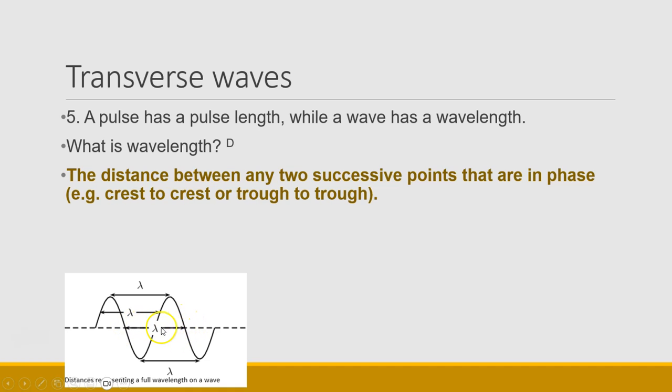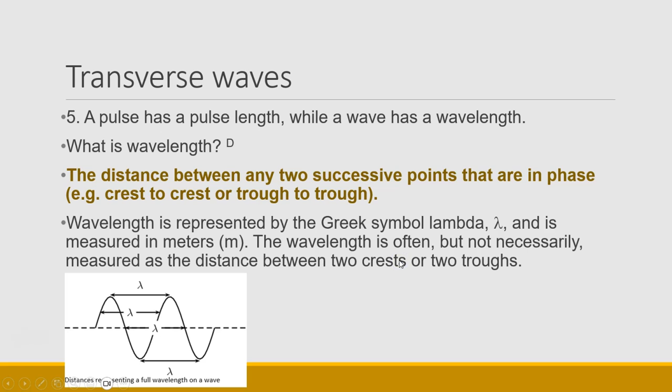However, the distance of the wavelength is a horizontal distance. It's a straight line. It doesn't take into account the curve. If we start our wave motion here, then a full cycle will end here. So this distance over here would represent a wavelength. A wavelength is represented by the Greek symbol lambda. It's measured in meters because it is a distance value.